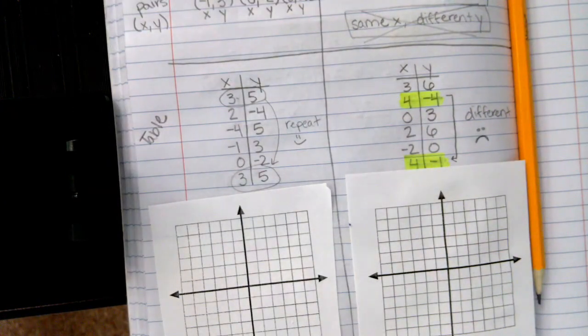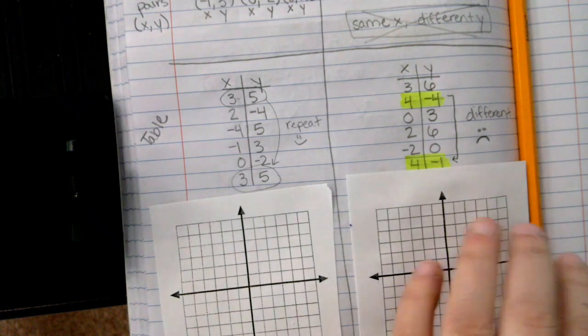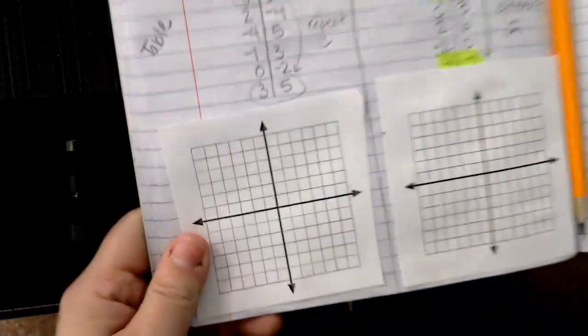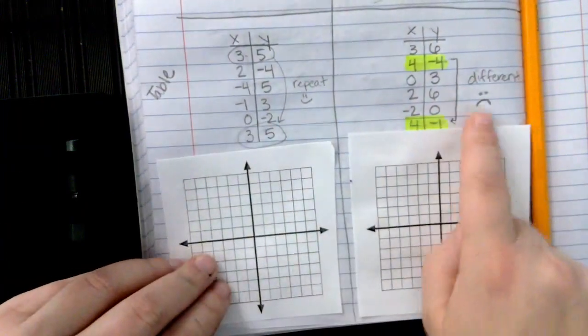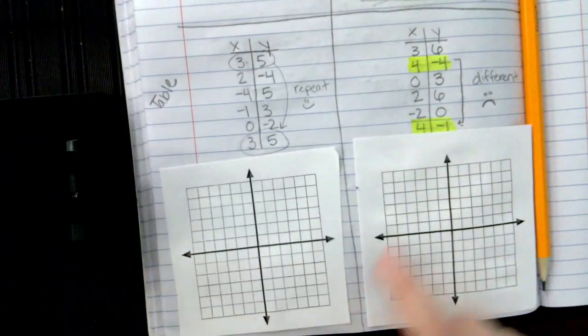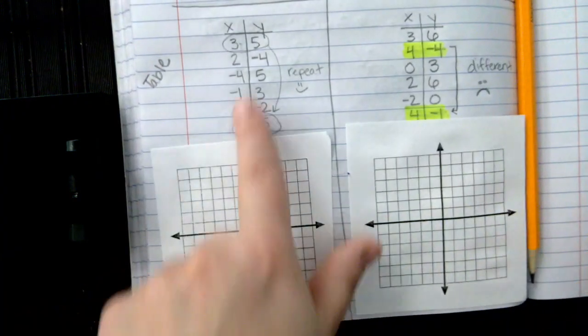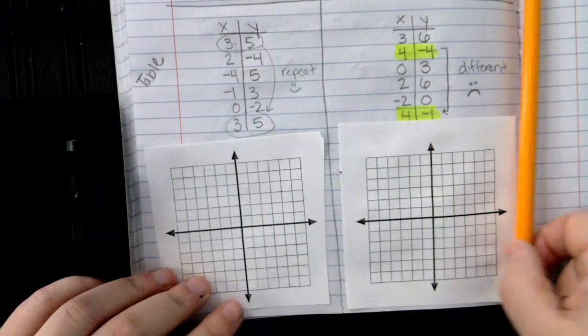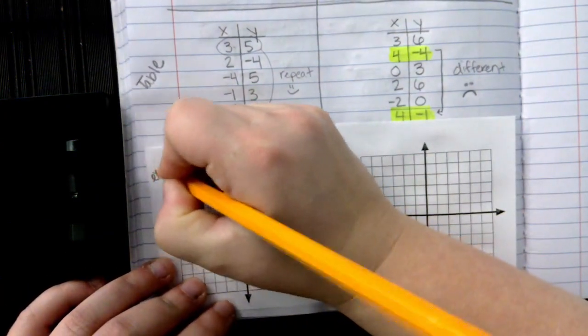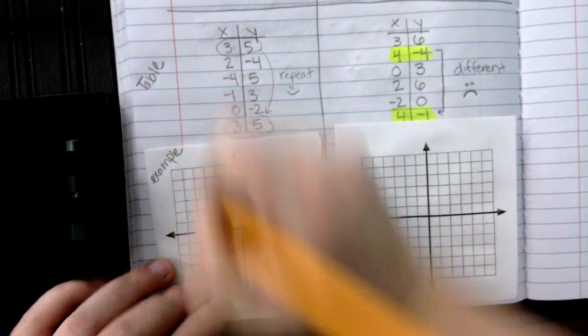All right, 0, 3. That one's a challenging one. How did you know it was going to be up 3? So right 3, because right is also positive. What told me to go up? It's on the y. Good. 2, 6. So right 2, up 6, way at the top again. All right, negative 2, 0. Left, right, up, or down? 2. And then 4, negative 1. So right 4, down 1.